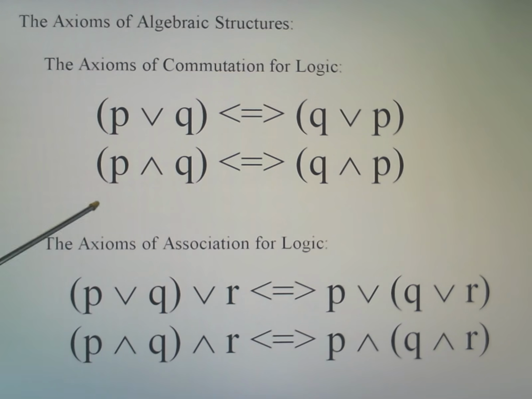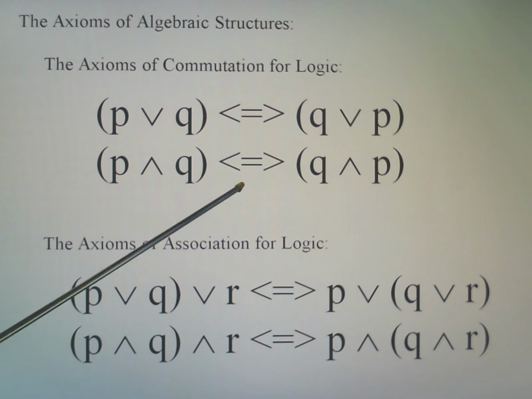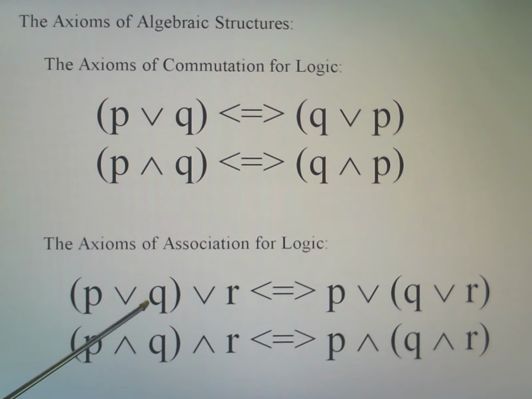Similarly for and. P and Q is the same thing as Q and P. And so again, the order for conjunction is irrelevant. Next, we have, of course, the axioms of association. This is similar to, for instance, 3 plus 4 plus 5 equals 3 plus 4 plus 5, regardless of grouping. Here we have P or Q or R is equivalent to P or Q or R. Similarly, P and Q and R is equivalent to P and Q and R. Again, the grouping here is irrelevant.